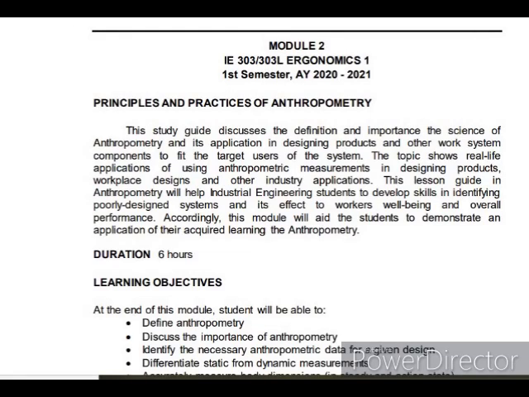Good day everyone. So this is module 2 of IE303 or 303L Ergonomics 1, first semester. So the principles and practices of anthropometry.